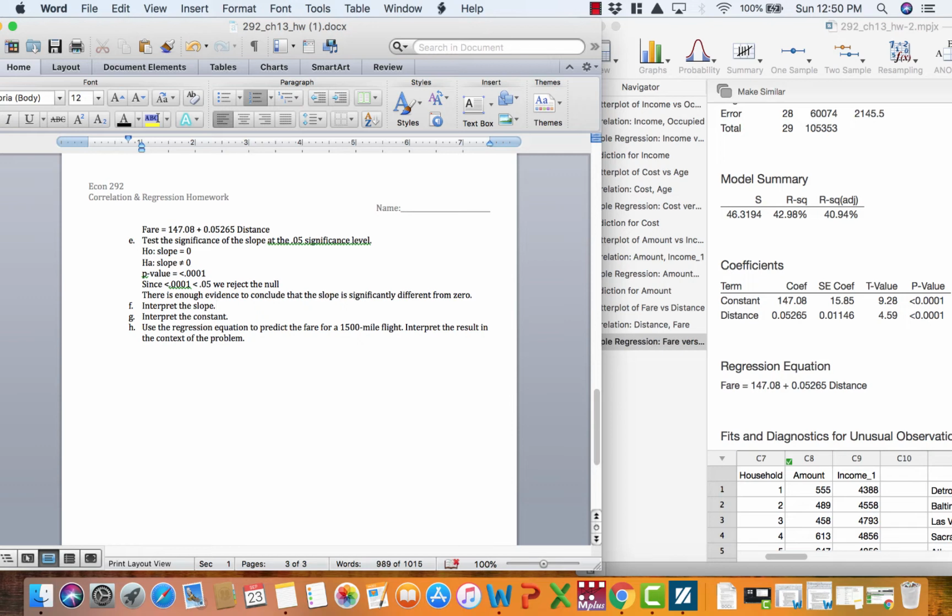All right, so we want to interpret the slope. So again, for each additional x, y increases by the slope. So for each additional mile traveled, the fare price increases by a nickel.